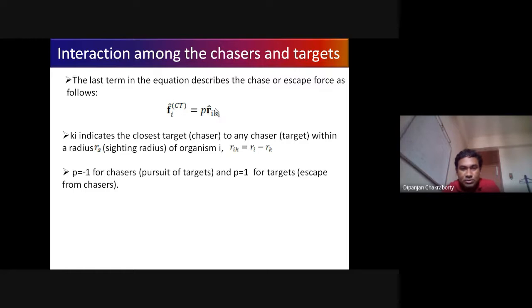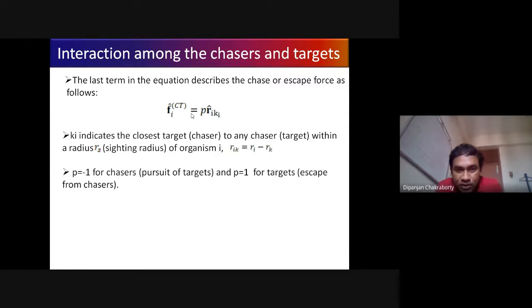This force is a linear force, basically P times (Ri minus Rk). The chasers will attract, so if P is -1, then this equation is for the chasers, and P is +1 for the targets.